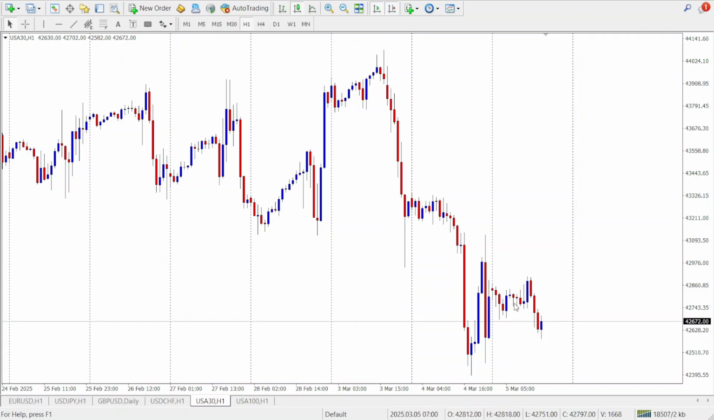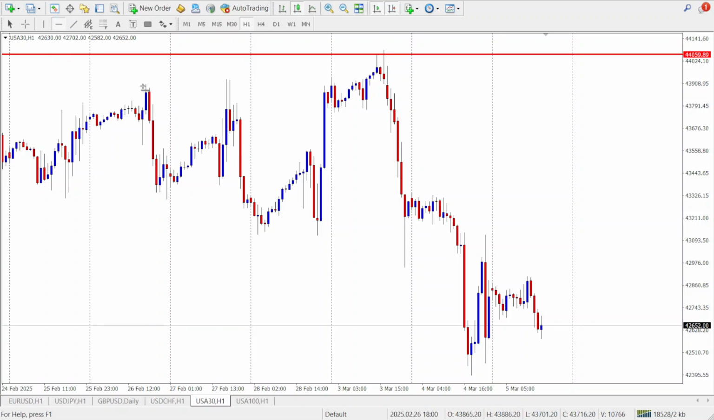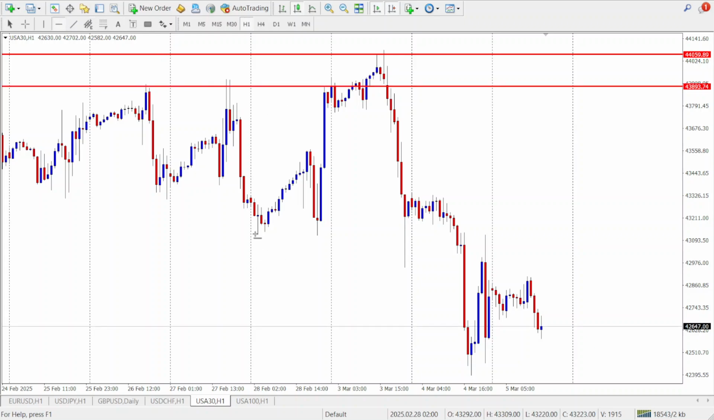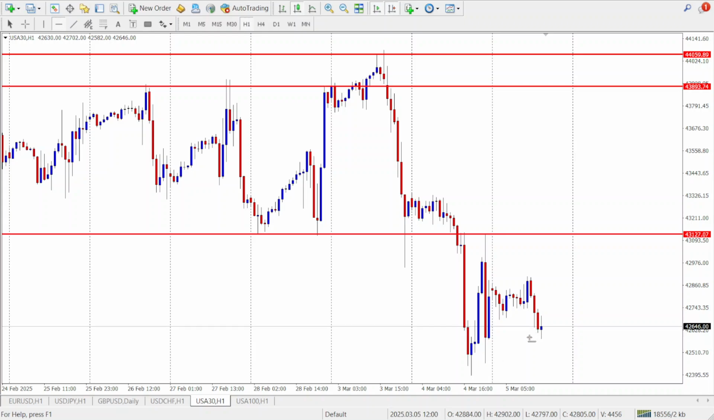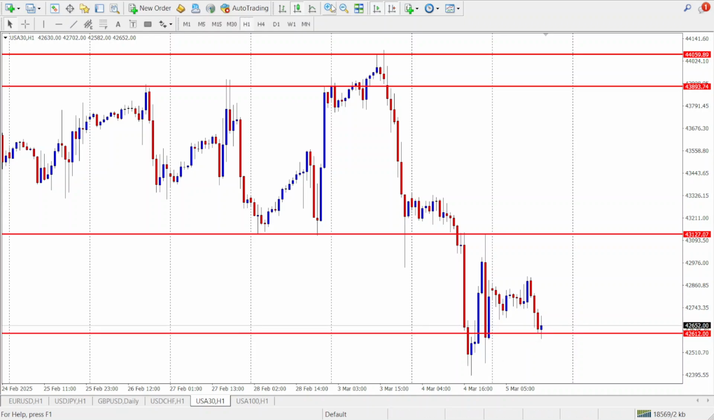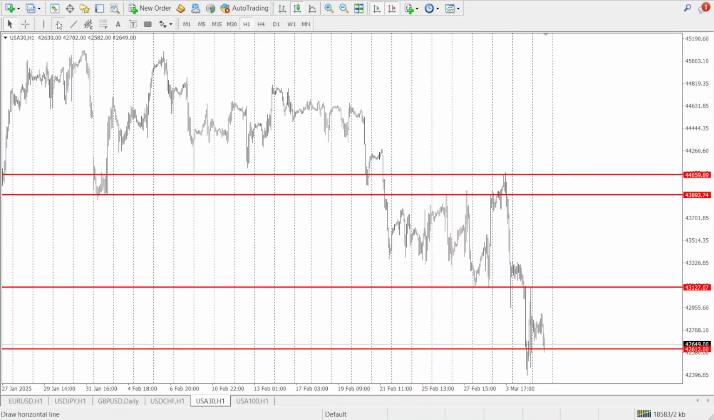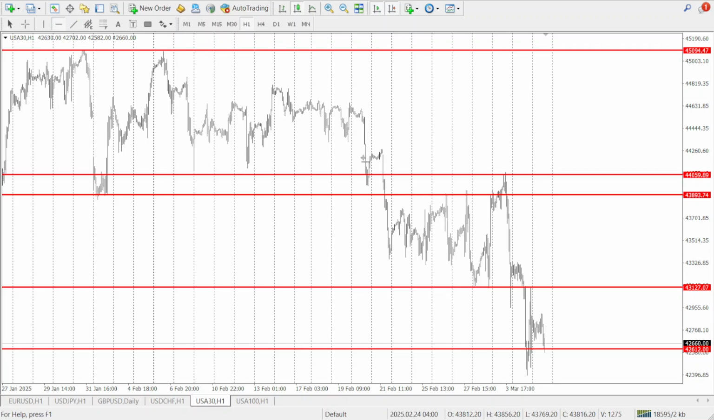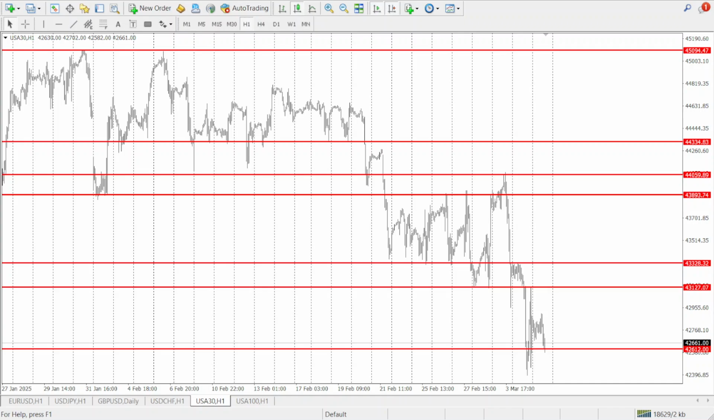The next step is identifying these important levels on your chart, the support and resistance levels. They are very, very important zones on the chart. So a support level is a price level where the market has consistently bounced higher, and resistance is a price level where the market has been unable to break above.